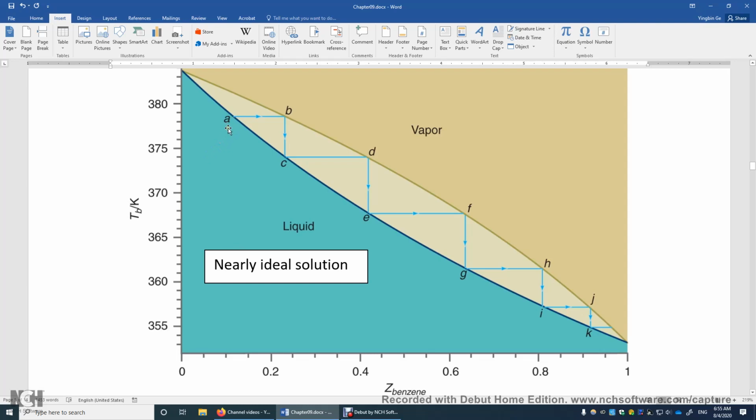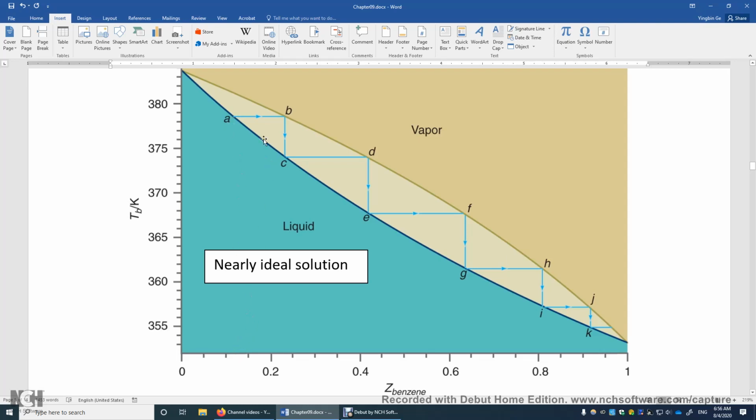You have to start with a mole fraction a bit higher than B, so somewhere here. It's going to be between A and B. And then allow this system to reach equilibrium. This segment will be the number of moles of liquid. The small segment will be the number of moles of the gas. But look, in the gas phase, the mole fraction of benzene is B. That's 25%.